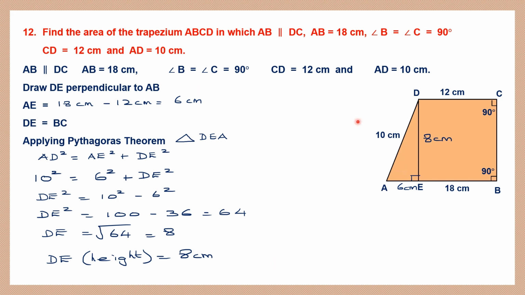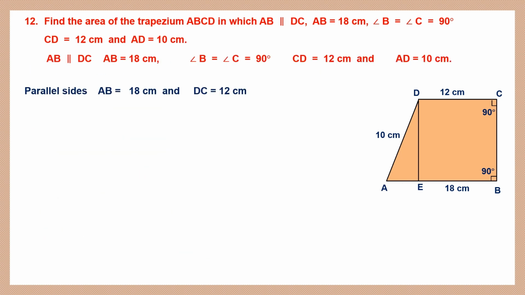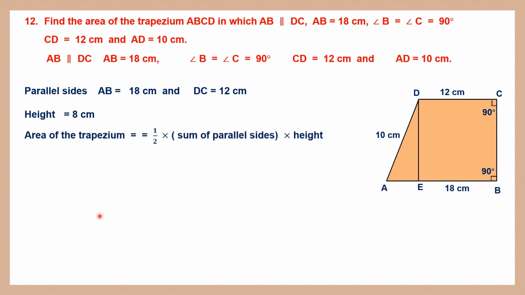So now that we have the parallel sides measurements and the height, we can find the area of this trapezium. Parallel sides are given already to us. AB is 18 centimeters, DC is 12 centimeters. The height is 8 centimeters. Now the area of the trapezium, the formula is half into the sum of the parallel sides into height. So area is 1 by 2 into 18 plus 12 into the height, which is 8. So this is half into 18 plus 12 is 30 into 8.